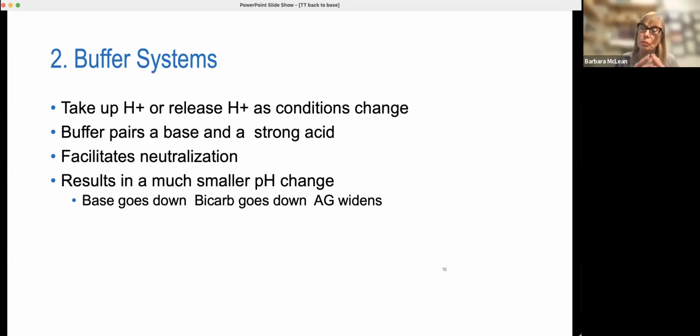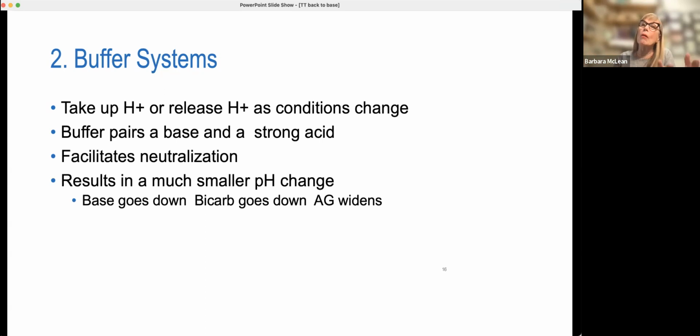The buffer systems, those beautiful buffer systems, right? Taking up that hydrogen or releasing hydrogen as conditions change, which is why you are both a donator and an acceptor, because that's going to change every minute. I need more acid, I need less acid, I need more acid, I need less acid. Buffers are a base plus a strong acid. That strong acid is hydrogen. That's what the base is. It's so fantastic. It facilitates neutralization of the pH. Okay, really, really important.